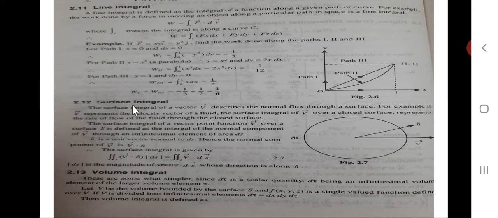Now second one is surface integral. The surface integral of a vector V describes the normal flux through a surface. For example, if V represents the velocity vector of the fluid, the surface integral of V over a closed surface represents the rate of flow of fluid through the closed surface. In the figure it is V, this is n, the normal.